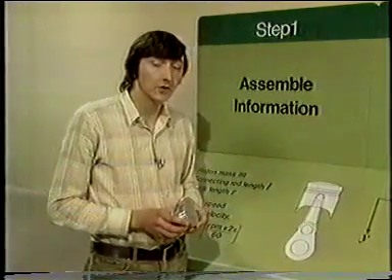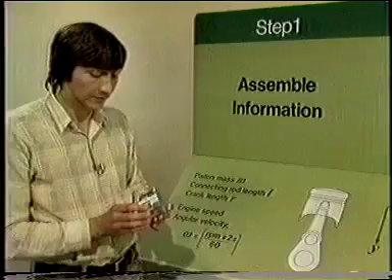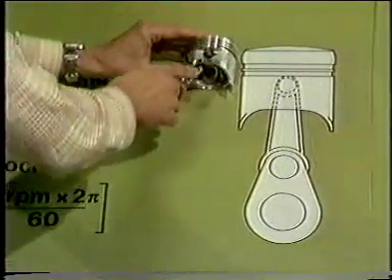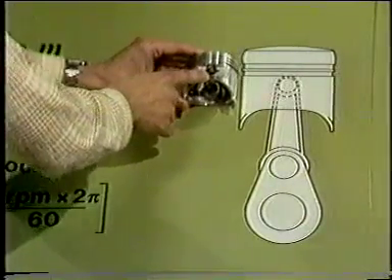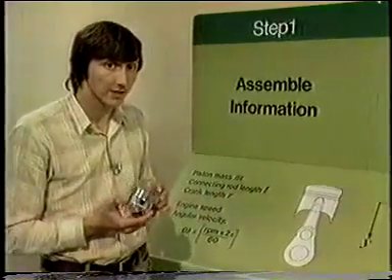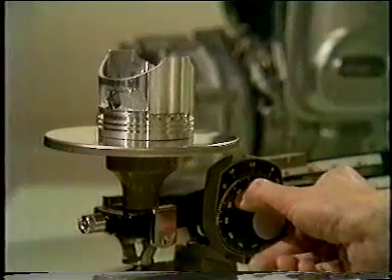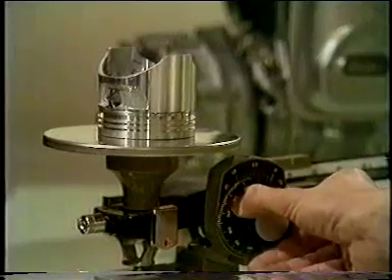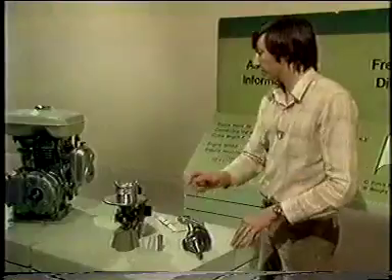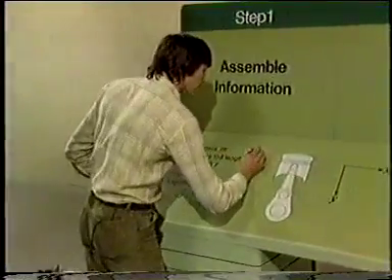Well, step 1 involves assembling the information which I'm going to need to perform the analysis. Remember that we're trying to calculate the forces which must be applied to the mass of the piston to accelerate it down the cylinder. So the first thing I'm going to need is the mass of the piston. That's 220 grams, which is, in SI units, 0.22 kilograms.